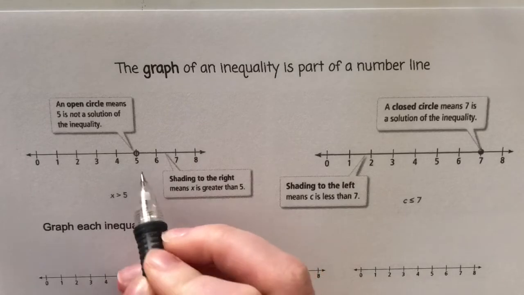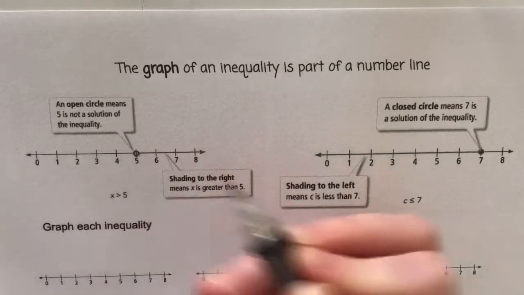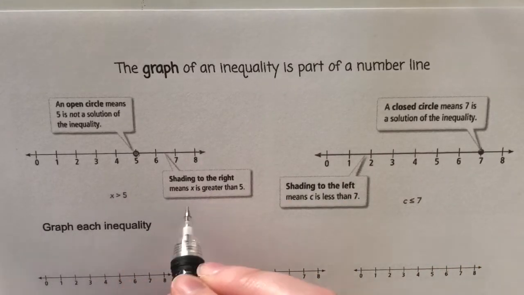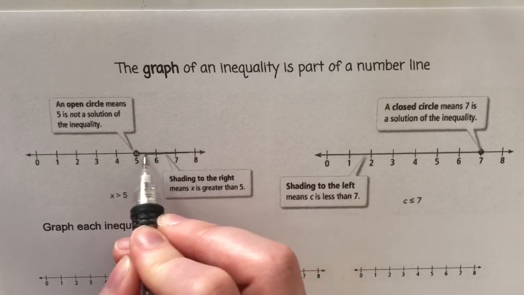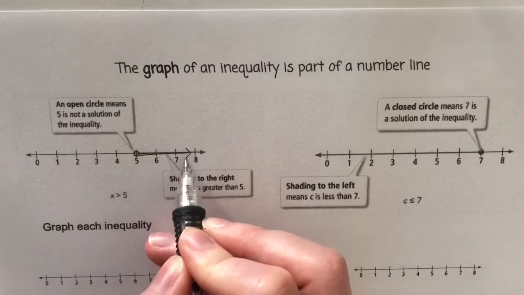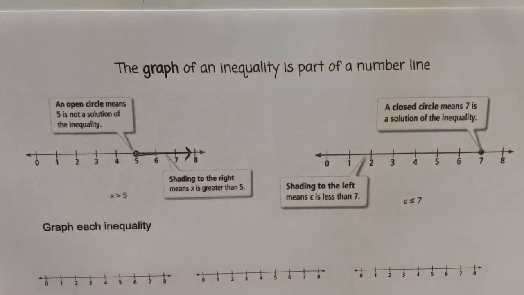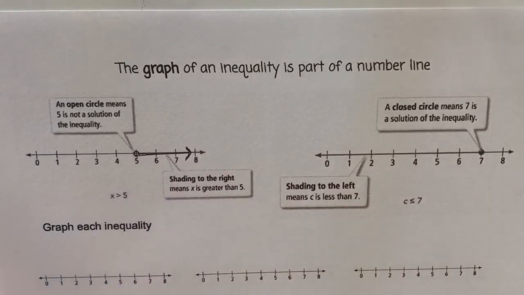So I'm going to start at 5 and I'm going to circle 5. They did that for you in the example. I'm going to circle 5. Because x is greater than 5, I'm going to shade or draw an arrow this way on my number line. And I'm going to leave an arrow to indicate that x can be anything greater than 5.